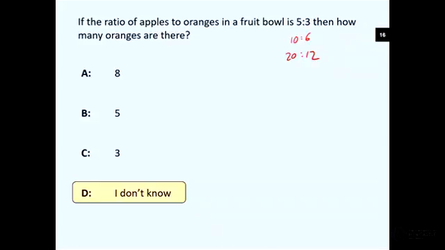Ratio just tells you the proportion between the two, but not literally how many there are. It's like that ratio of 1 to 2 for the cement to sand. It doesn't mean there's 1 gram of cement and 2 grams of sand.